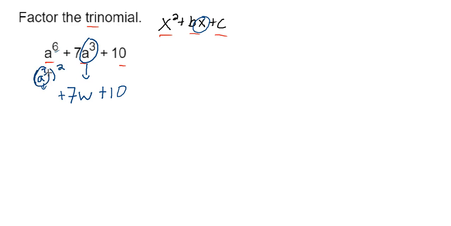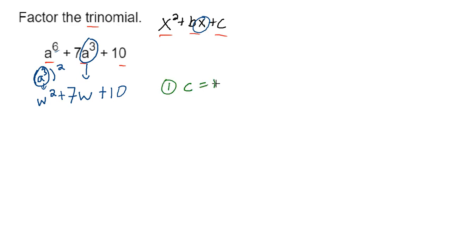And then this a to the third power can be replaced with a W again, just like we did over here. And then that power of 2 just gets copied down. All right, so W is covering up a to the third power in both cases. That's the important thing. It has to be consistent. So we get this new expression with W covering up this a to the third power, and it perfectly matches our formula. So now we can factor it using the same technique that we've been using this entire section.